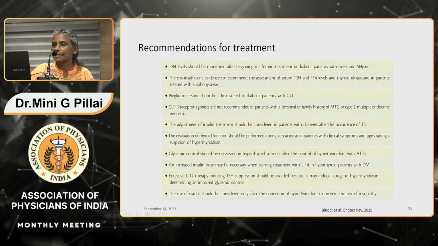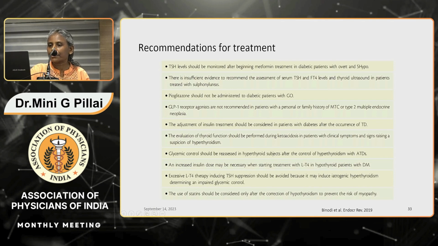Recommendations for treatment. TSH levels should be monitored after beginning metformin treatment in diabetic patients with overt and subclinical hypothyroidism. There is insufficient evidence to recommend the assessment of serum TSH and free T4 levels and thyroid ultrasound in patients treated with sulfonylureas. Anyway, we are not using first generation sulfonylureas anymore. Pioglitazone should not be administered to patients with Graves' ophthalmopathy. GLP-1 receptor agonists are not recommended in patients with personal or family history of medullary thyroid carcinoma or type 2 MEN. Adjustment of insulin treatment should be considered in patients with diabetes after the occurrence of thyroid disease.